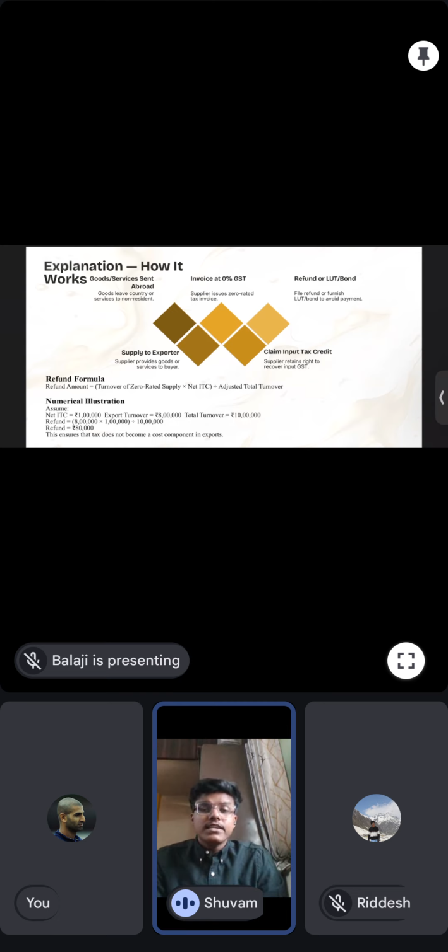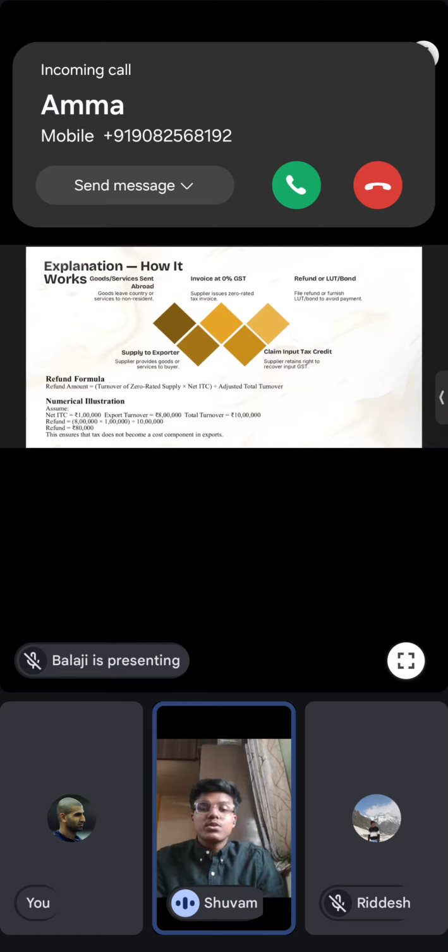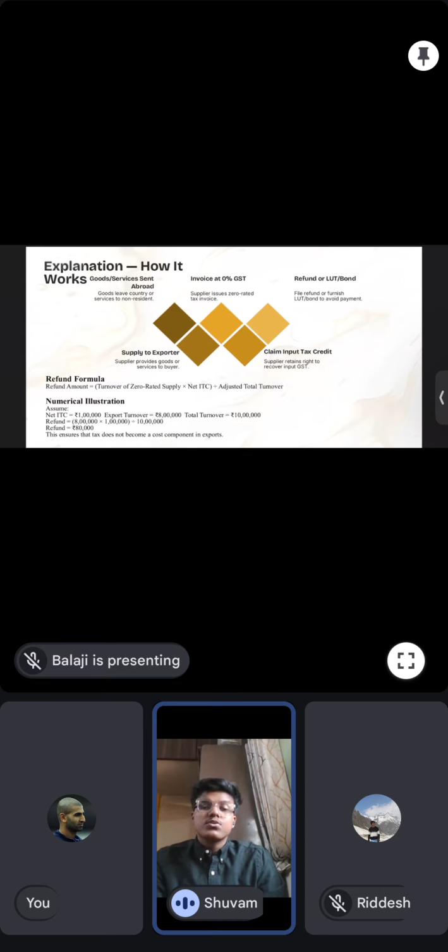Assume net ITC is rupees 1 lakh. Export turnover is rupees 8 lakh. Total turnover is rupees 10 lakh. So the refund will be 8 lakh multiplied by 1 lakh divided by 10 lakh. So the refund amount comes to 80,000. This ensures that tax paid on inputs does not become a cost in export pricing.